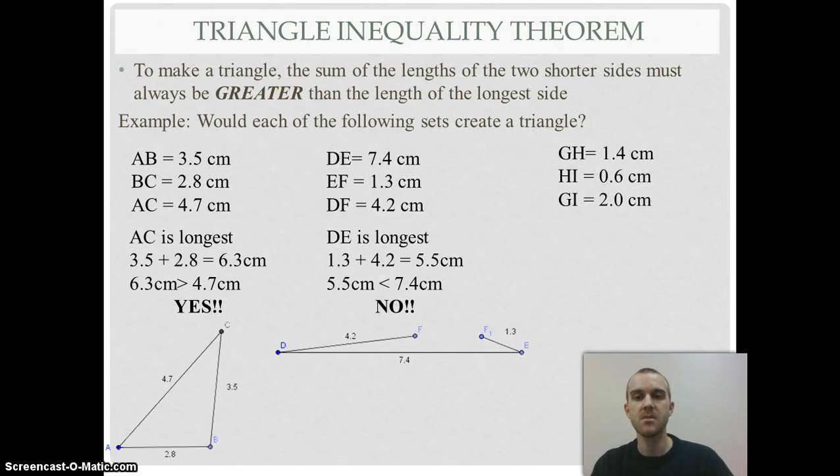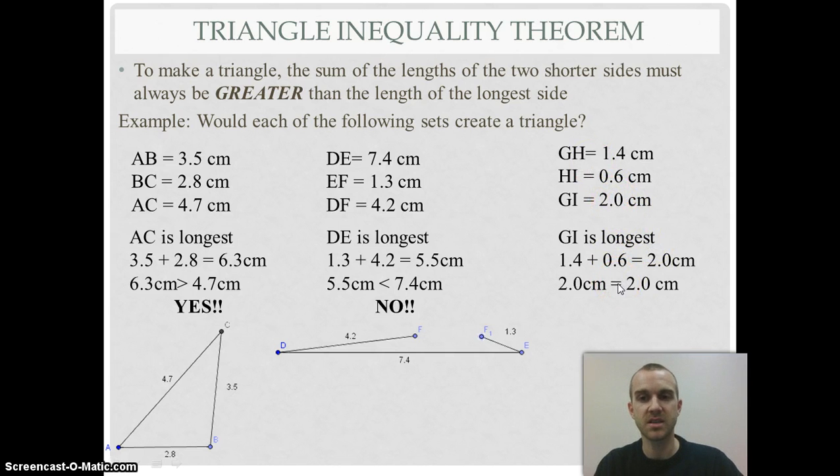Now say I had 1 4/10, 6/10 of a centimeter, and then 2 centimeters. GI is definitely my longest side, and then I sum my other two and I get exactly 2 centimeters. Here's the problem. When it's exactly the same as the longest side, I don't have a triangle, I have a segment, using the segment addition postulate. So in essence, GI plus IH will equal GH. That's the segment addition postulate. So those two sides, when summed, have to be greater.